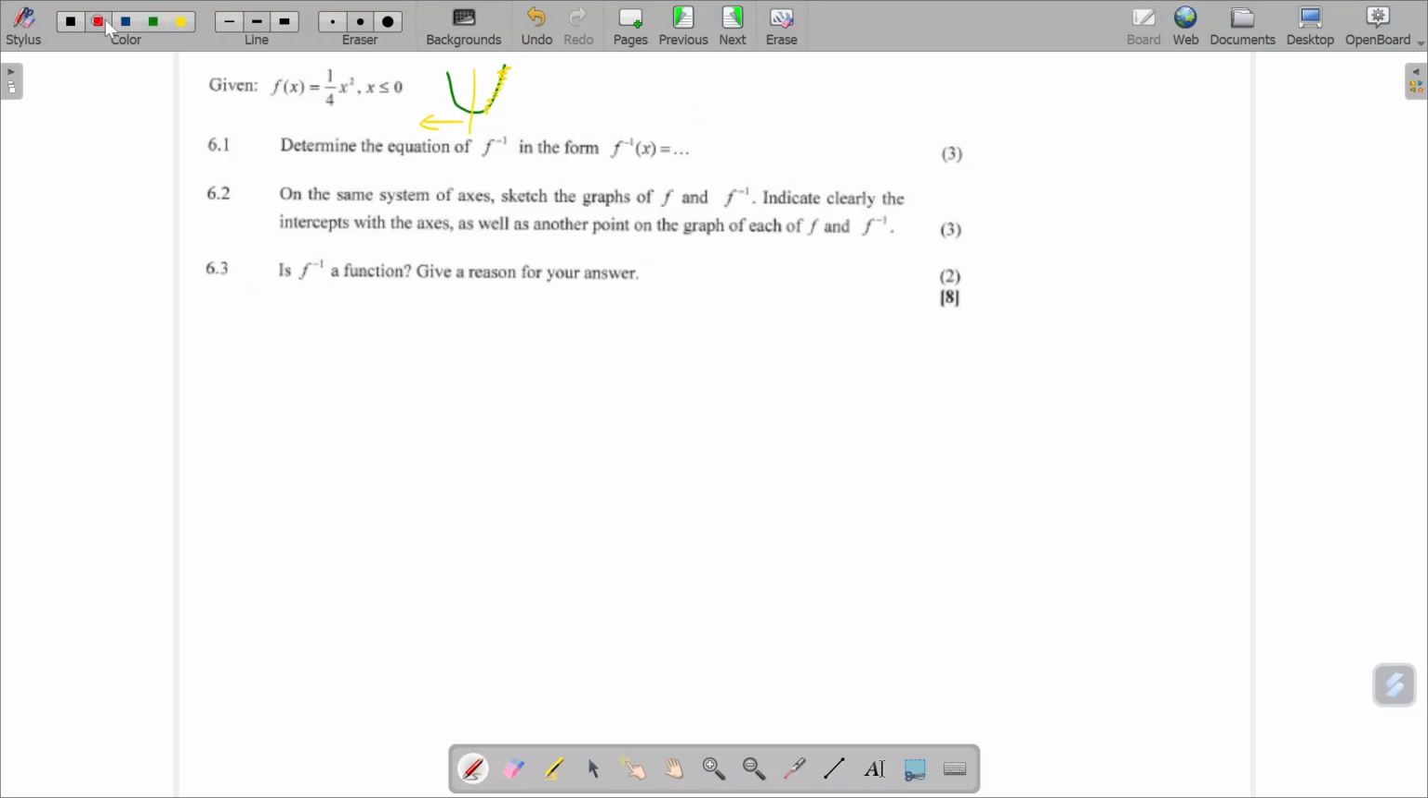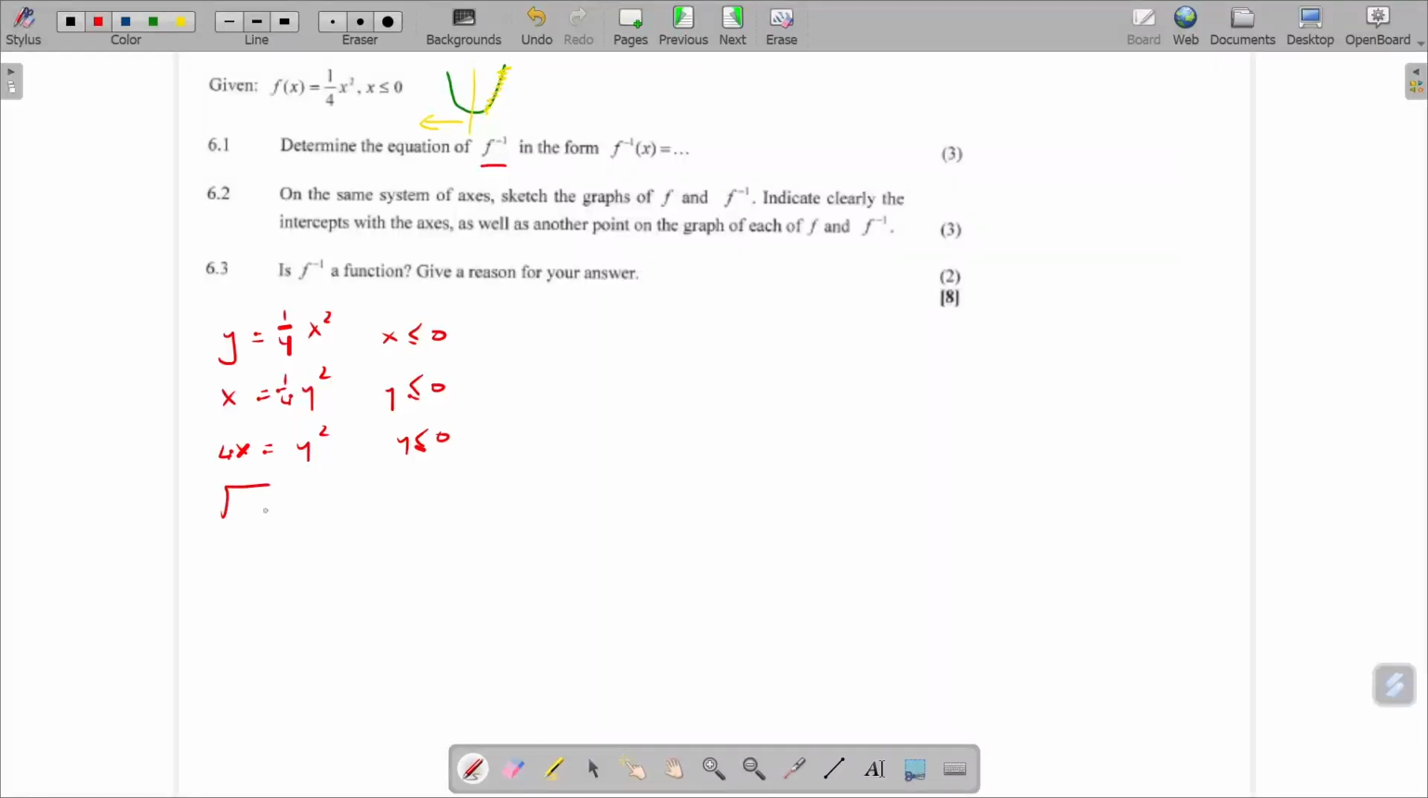A nice stock standard question: find the equation of f minus 1. Well, we've seen that there is a method for it. y equals a quarter x squared, x is less than naught. Swap x and y around. x is a quarter y squared, y is less than naught. Therefore, 4x equals y squared, y is less than naught.